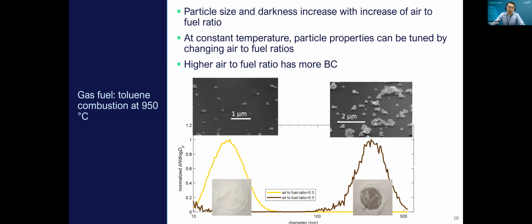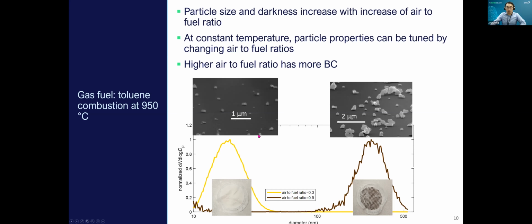So now I want to show you some preliminary results. First, the result is from the toluene combustion at 950 degrees Celsius. We changed the air to fuel ratio from 0.3 to 0.5, and this is the normalized size distribution of emission from the two air to fuel ratios. As you can see here, at constant temperature, slightly increasing the air to fuel ratio makes the particle emission size distribution increase significantly, with the mode increasing from about 20 nanometers to about 300 nanometers.